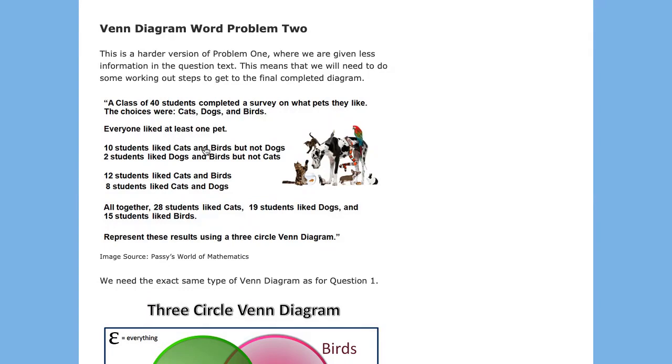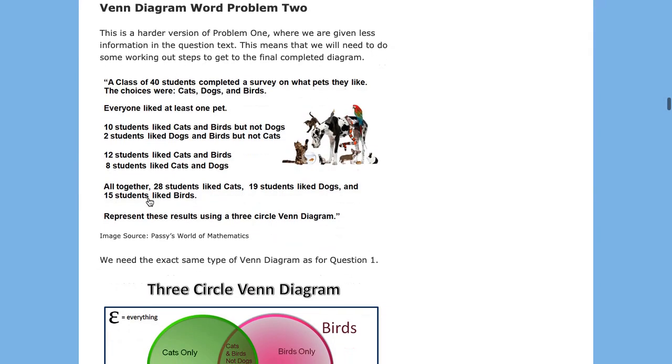Cats and birds, but not dogs. 2 students liked dogs and birds, but not cats. That's right. 12 students like cats and birds. 8 students like cats and dogs. That was right. So it was the other one that you said. You actually said 10. I did hear you say that, but I just wasn't paying attention. Right. Now it's all good, isn't it?